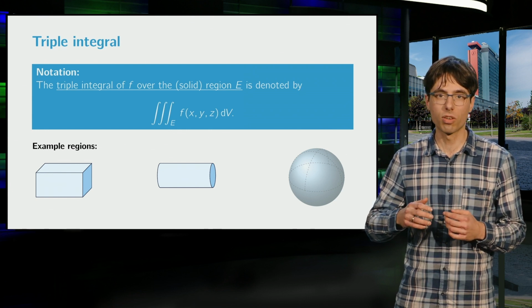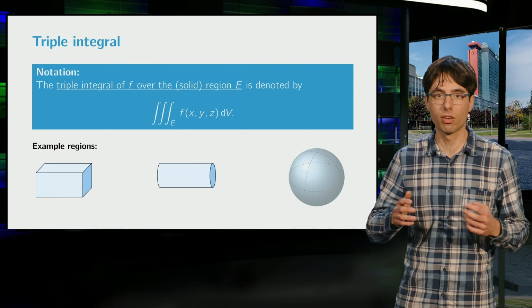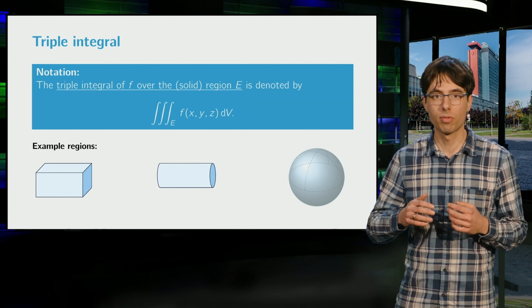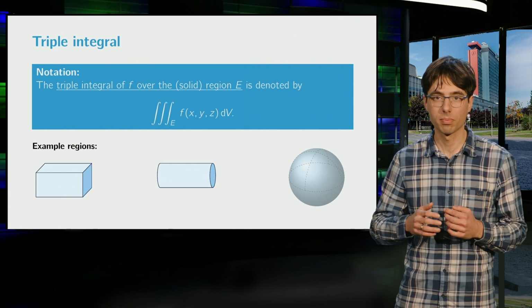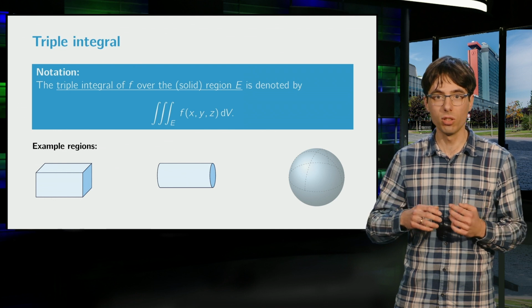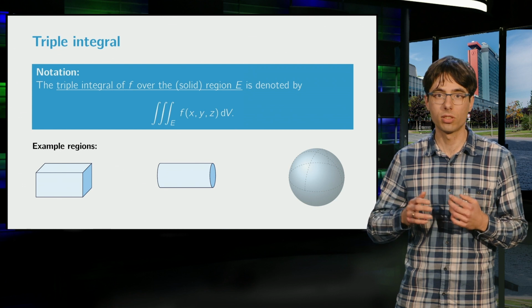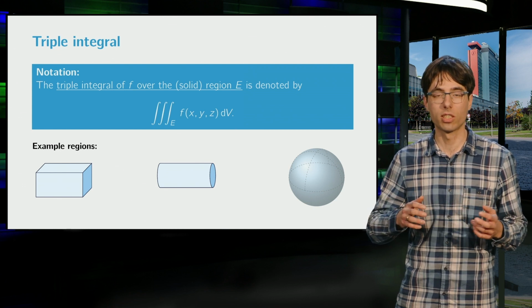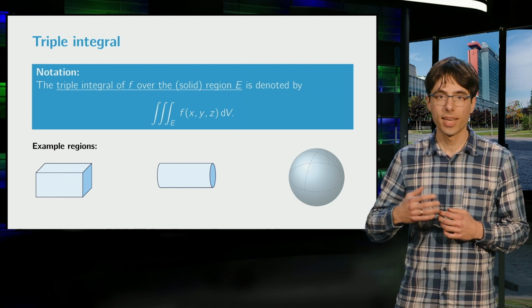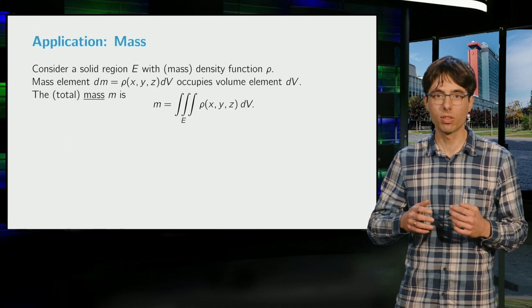Such a triple integral can formally be defined as the limit of appropriate Riemann sums, but we will omit the details here. We can integrate over all sorts of solid regions, including, but certainly not limited to, rectangular boxes, cylinders and spheres. To see why triple integrals are useful, let's consider the following situation.